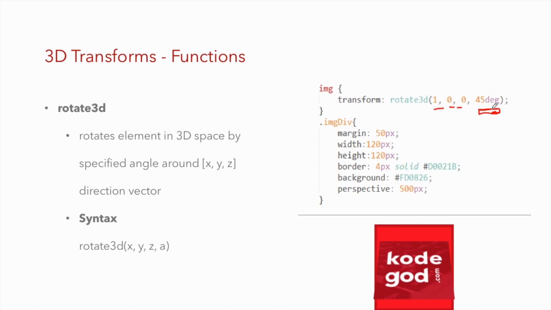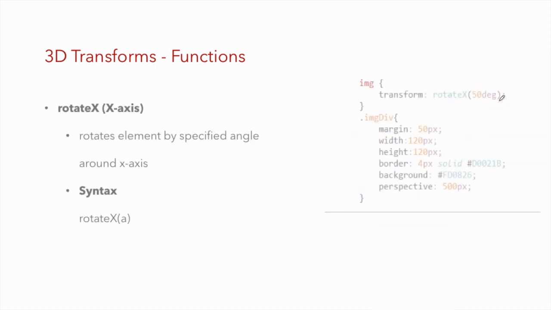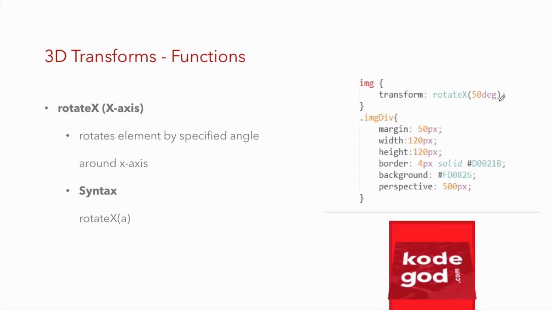Okay, so if you notice here, for x, y, and z, I have specified these values, but I have just specified the value of x as 1 and the others are 0. So the image will be rotated along the x-axis only, and that is also by 45 degrees. That is the fourth parameter that we have specified over here. You can simply write rotateX as well and specify the degree. So your image will rotate along the x-axis.